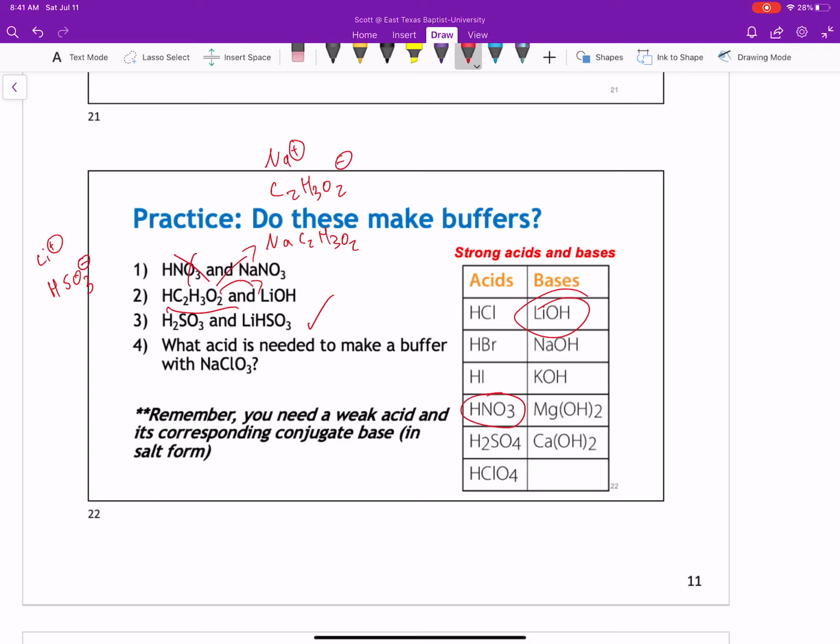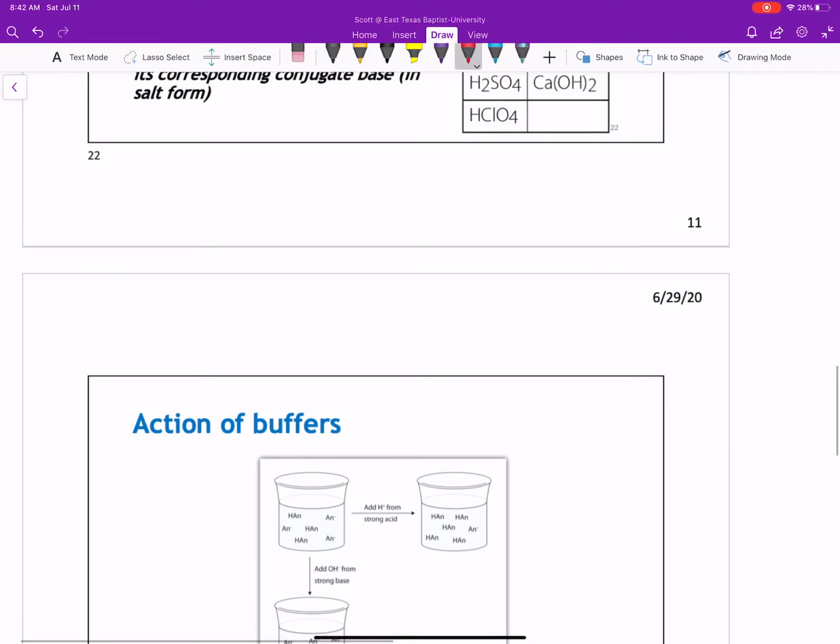And what acid is needed to make a buffer with NaClO3? Sodium chlorate. So the acid needed would just be HClO3. Remember, you need a weak acid and its corresponding conjugate base in salt form. Hopefully that clarified some difficult information for this chapter.